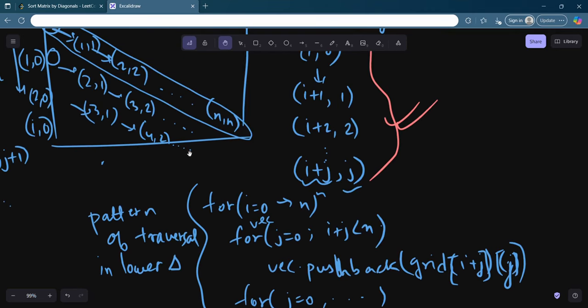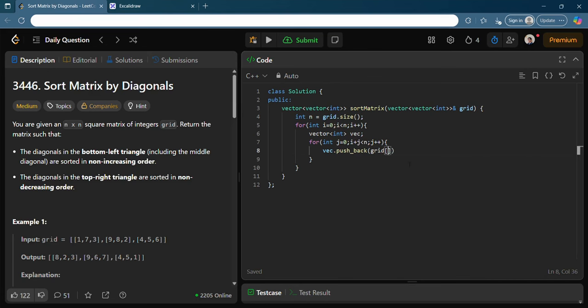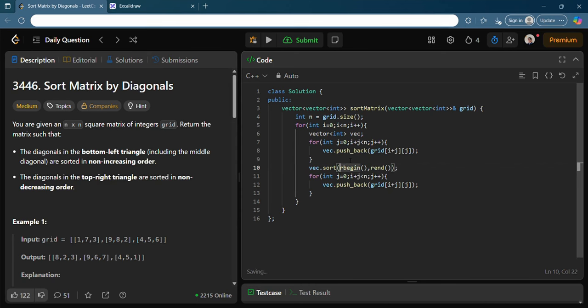So what was the general formula which we derived? i plus j and j. You just push these elements from the grid into the vector. Once you push it, you can reverse sort it. The lower triangular needs to be reverse sorted, right? So instead of begin, you can do rbegin and rend. So I hope it is clear to you.